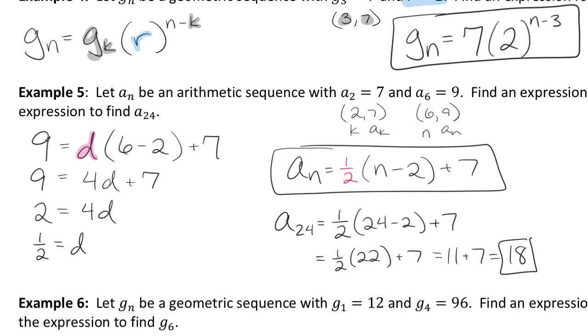We are essentially writing a sequence equation using the information we are given, and then using that sequence equation to predict the future.